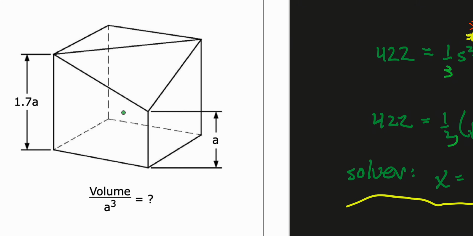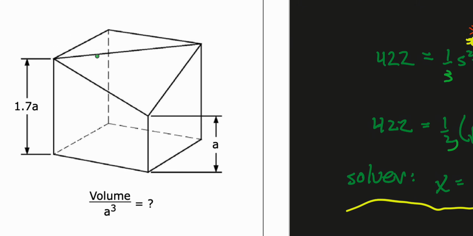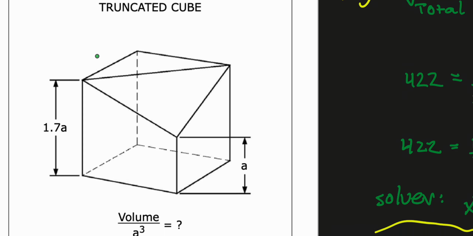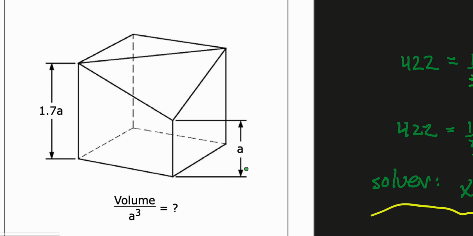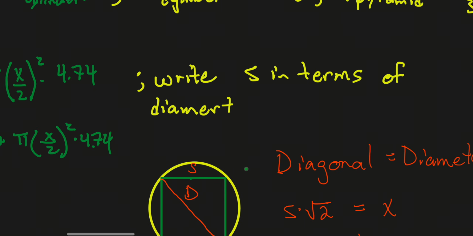They want us to get the volume of this shape, which is a truncated cube, divided by the volume of a cube of side length a, but be careful here. They don't want us to divide by the length here cubed. They want us to divide by this side here cubed. So how do we do this? Because this is a weird shape.